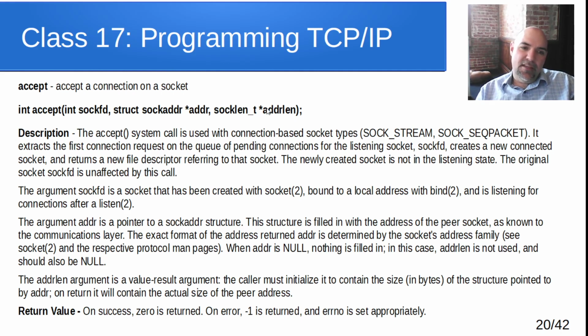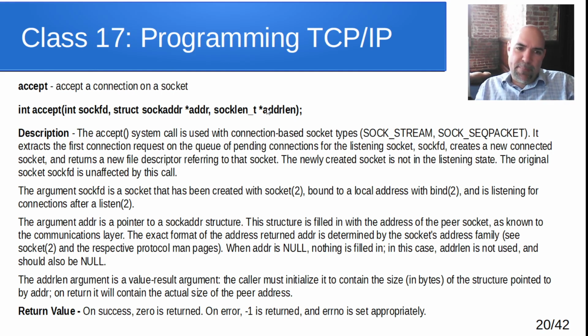Well, let's read the description from the man page. The accept system call is used with connection-based socket types, SOCK_STREAM, and so on. It extracts the first connection request on the queue of pending connections for the listening socket, creates a new connected socket, and returns a new file descriptor referring to that socket. The newly created socket is not in the listening state. The original socket, sockfd, is unaffected by the call. Now, there's a little bit to unpack there when reading through that.